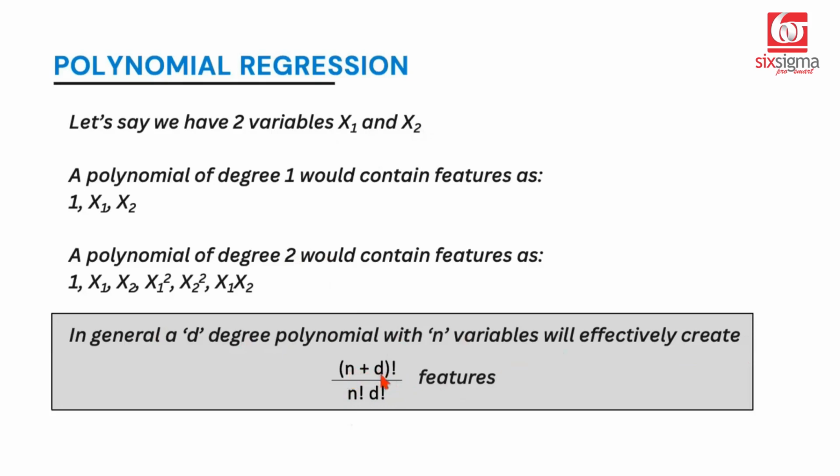It will become factorial of 2 plus 2, which is factorial of 4. And factorial of 4 is 24. And then we are dividing it by factorial of 2, which is 2 in itself, multiplied by factorial of 2, which is 2, so 2 into 2, 4. So 24 by 4 will give us 6 features. As you can see, 1, 2, 3, 4, 5, 6, 6 features. So this is a general formula so that you can estimate, if you're taking a higher degree polynomial with a certain number of features, how many features effectively you're going to be using.